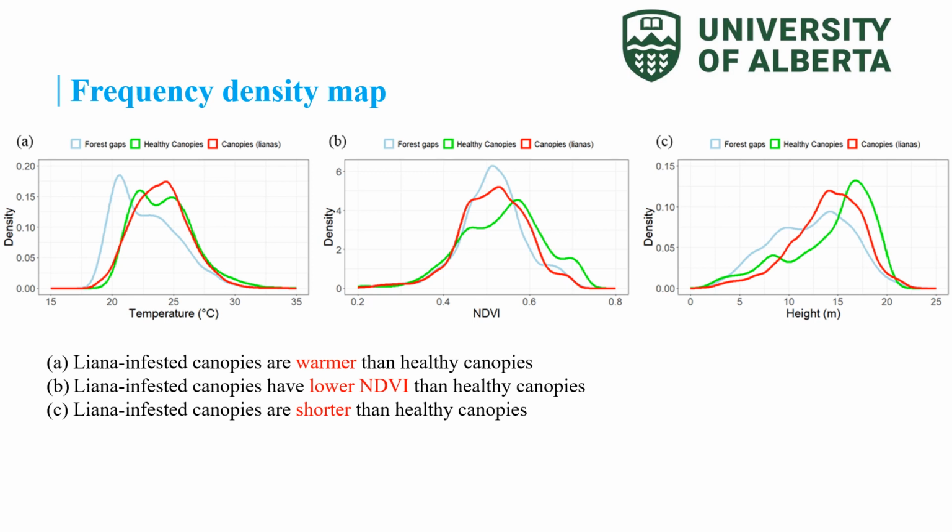Here are the findings. So for temperature, liana-infested canopies are warmer than healthy canopies. For NDVI, liana-infested canopies have lower NDVI than healthy canopies. For tree height, liana-infested canopies are shorter than healthy canopies. So all these 3 variables have potentials to be reliable predictor variables to develop the model.